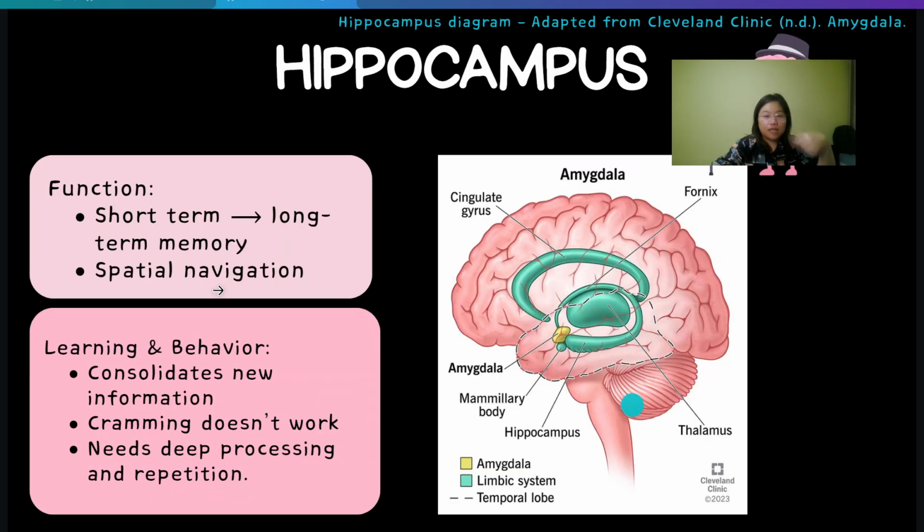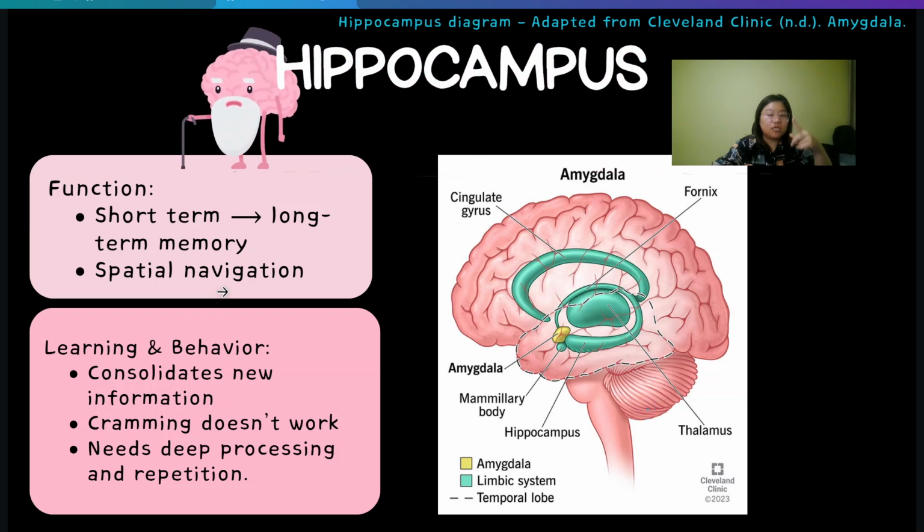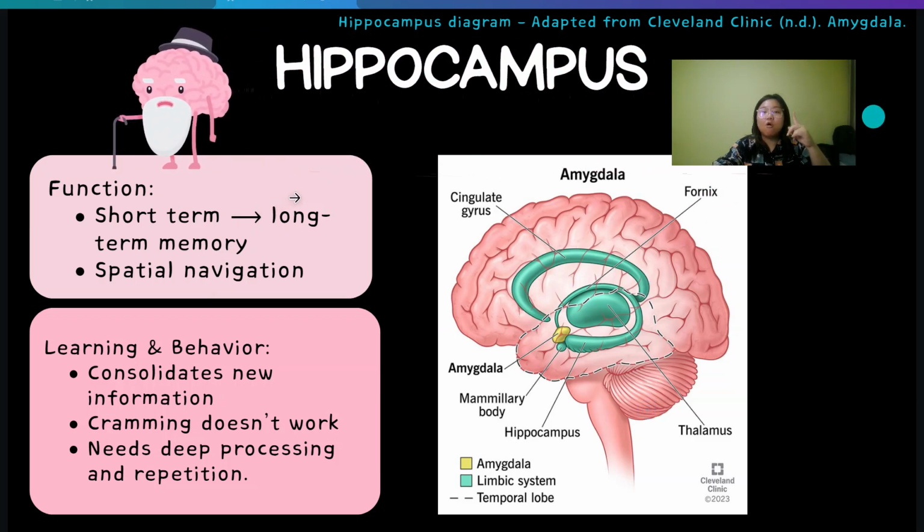Okay, next let's talk about the hippocampus. It is a small structure deep inside our brain. Okay, see, it is shaped like a seahorse. Its main job is to take short-term memories and turn them into long-term memory. And it also helps us remember directions. Okay, where is this restaurant? Turn left or turn right? Then we need to use the hippocampus.